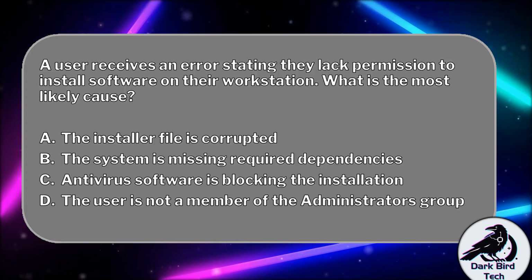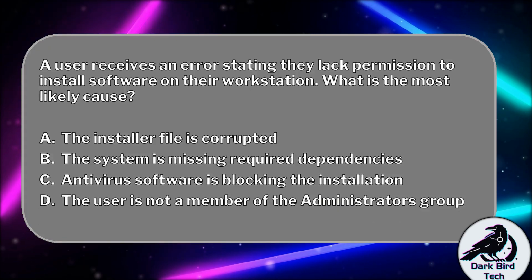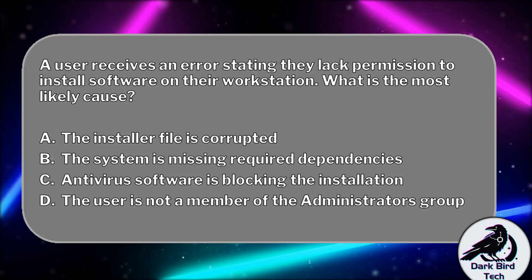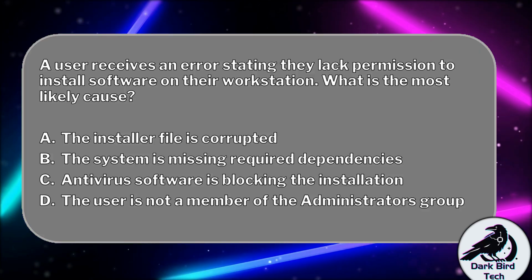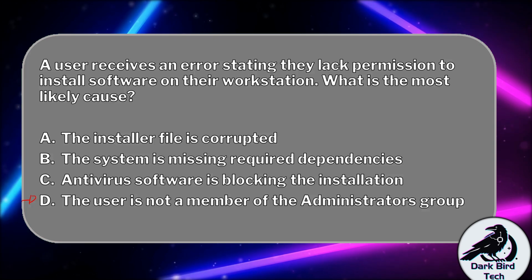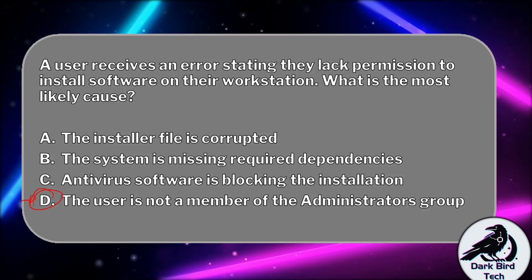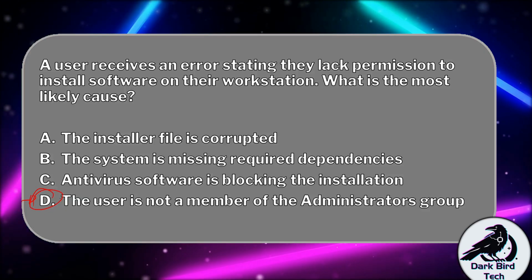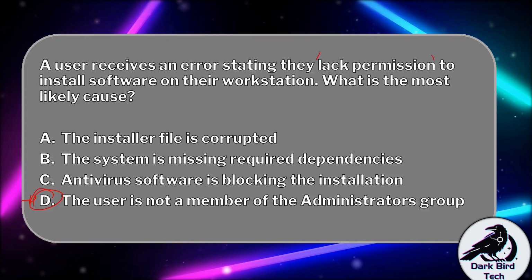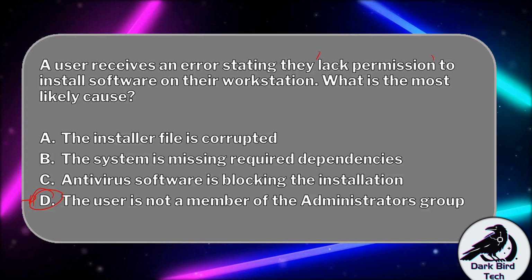Option A, the installer file is corrupted. Option B, the system is missing required dependencies. Option C, antivirus software is blocking the installation. Or option D, the user is not a member of the administrators group. Now, a lot of you were probably thinking that the user is not a member of the administrators group. And that is the most likely reason why a user would get told they lack permissions to install some software on their workstation. But the other options are all viable.